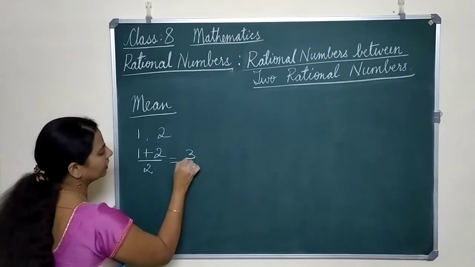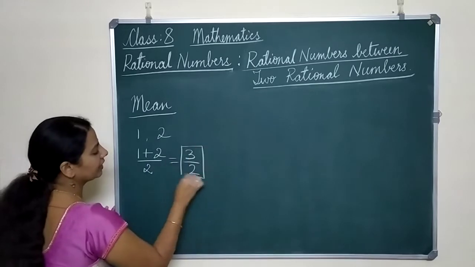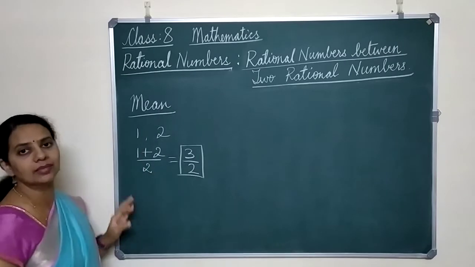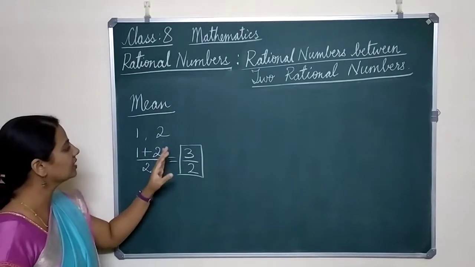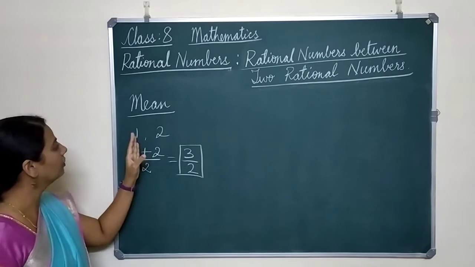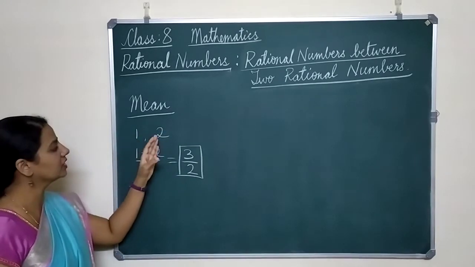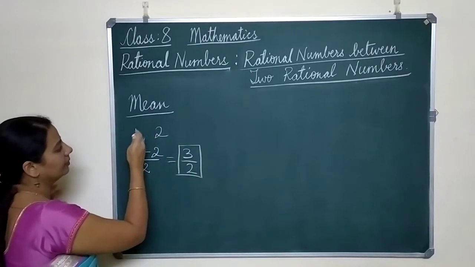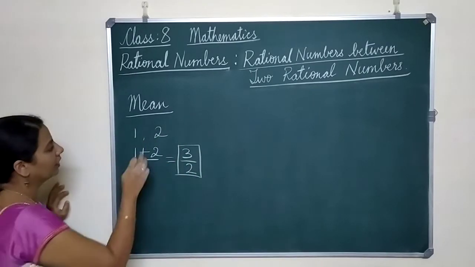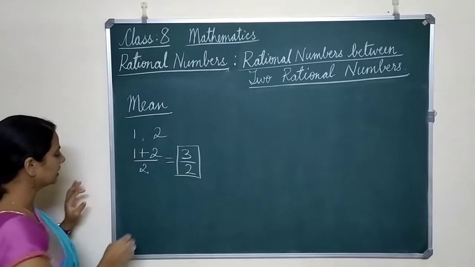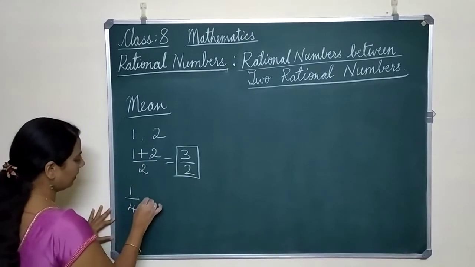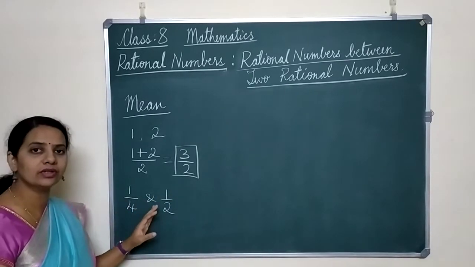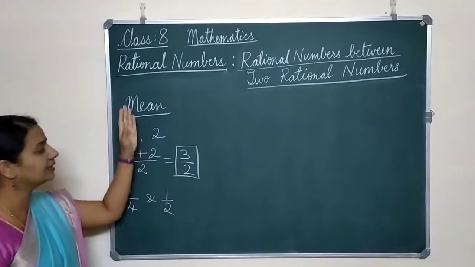That is 3 by 2. So 3 by 2 is the required rational number which is present in between these two numbers. You understood, children? So 3 by 2 is the mean of 1 and 2, or we can just say the midpoint of 1 and 2, or the rational number which is present between 1 and 2. Now this is for the simple numbers. Say for example you have 1 by 4 and 1 by 2.